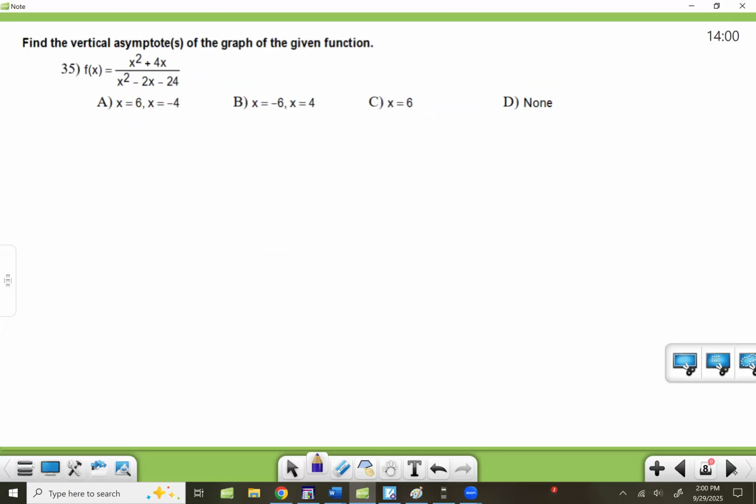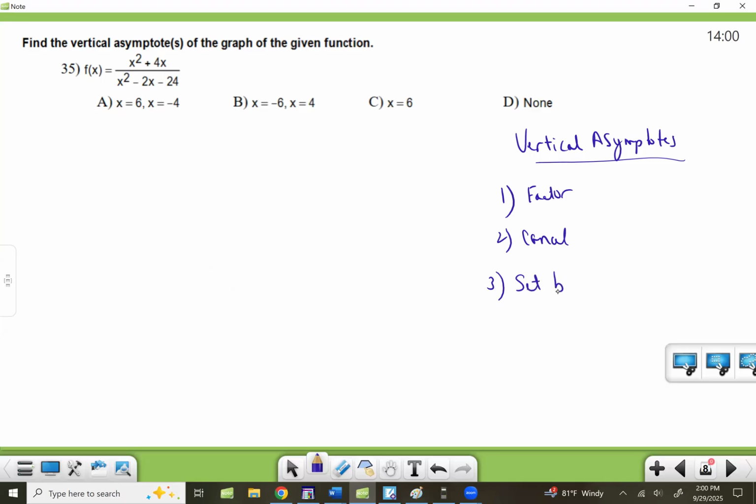35. So let's find our vertical asymptotes. So on your note card, you probably want to put down the process for finding vertical asymptotes. So step 1 is you want to factor. Step 2, you want to cancel. And in step 3, you're going to set bottom equal to 0.